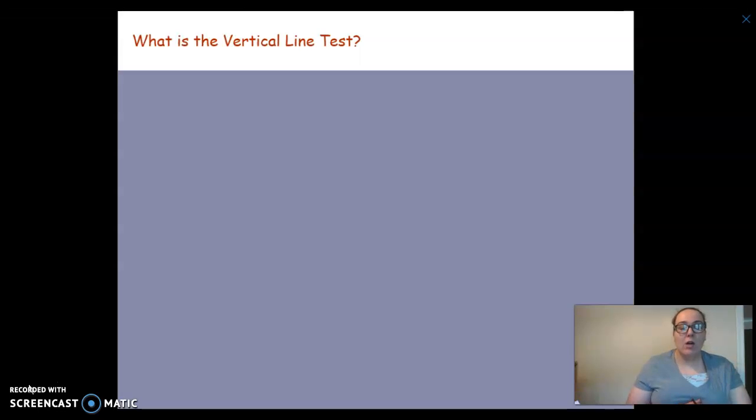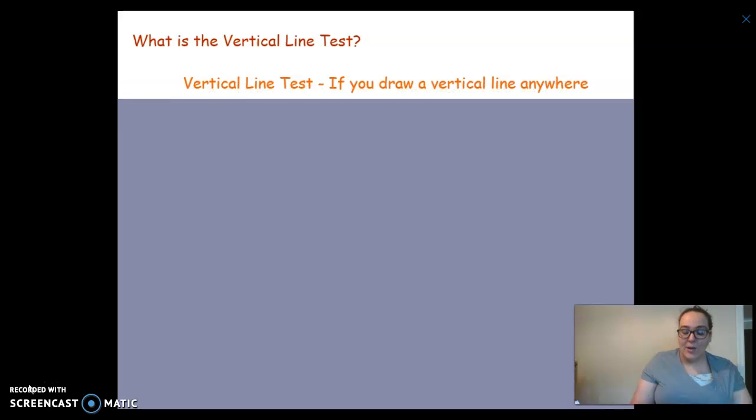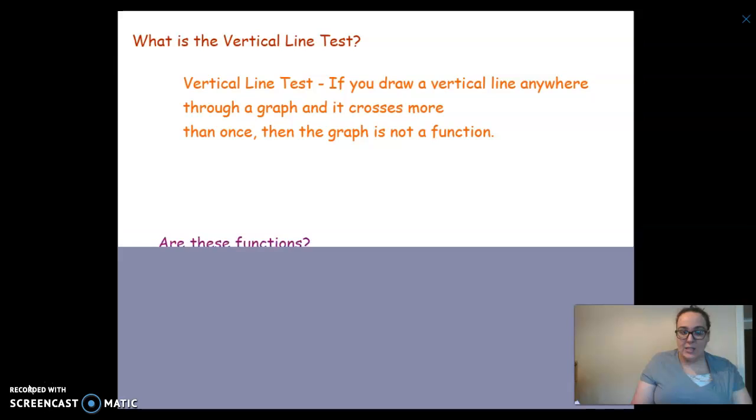Another way to tell if something is a function is the vertical line test. Another vocab here, but I want you to write it down and pause as you write it. That way you don't miss anything as I'm talking. Okay, the vertical line test.